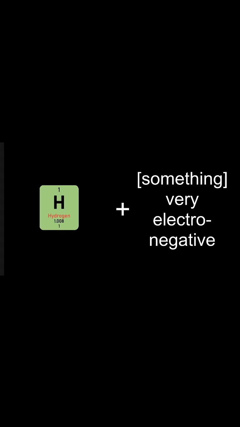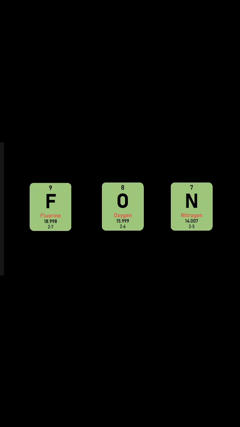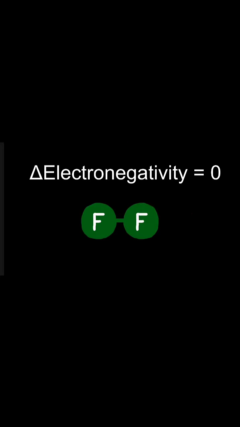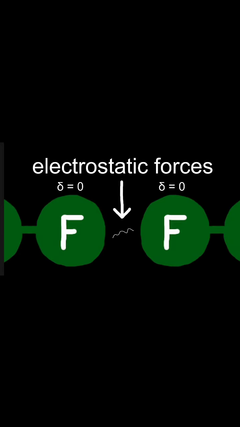A specific example is hydrogen bonds, where hydrogen bonds to something very electronegative, like fluorine, oxygen, or nitrogen, creating strong dipoles that tug on each other. But even if molecules are not polar at all, there can be electrostatic forces acting between them.